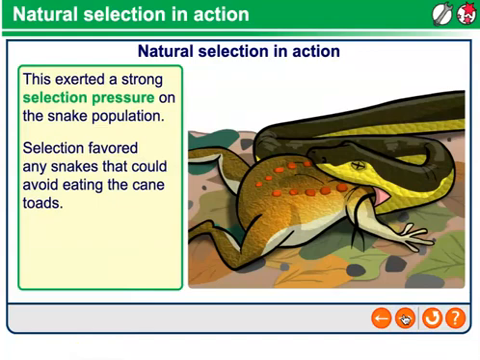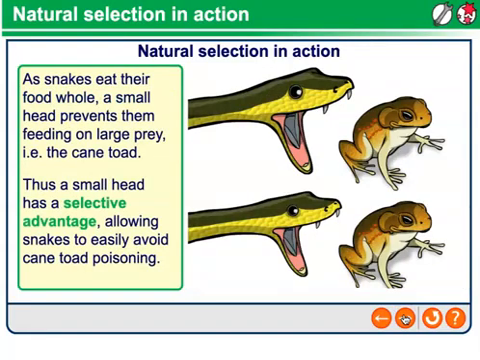This exerted a strong selection pressure on the snake population. Selection favored any snakes that could avoid eating the cane toads. As snakes eat their food whole, a small head prevents them from feeding on large prey. So, for example, the cane toad. So a small head has a selective advantage, allowing snakes to easily avoid cane toad poisoning, especially those larger toads with greater amounts of poison.